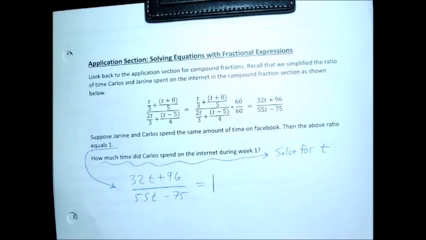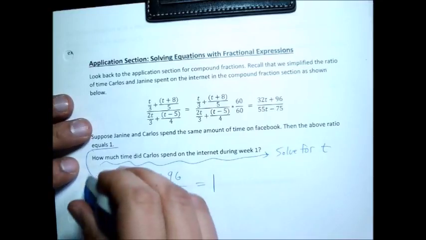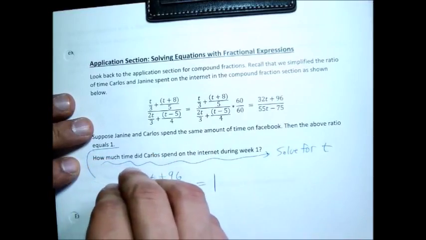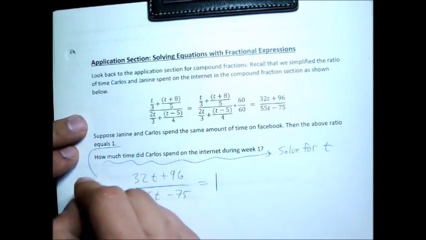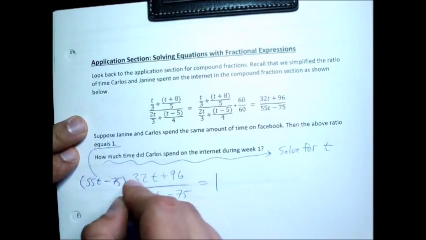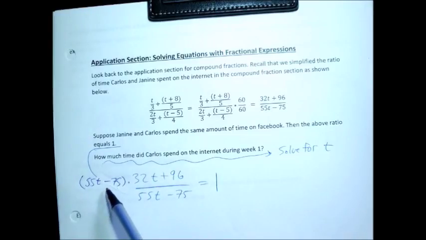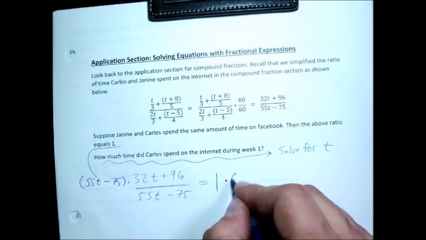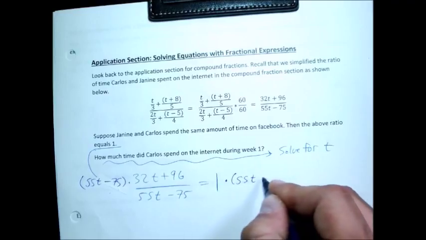We want to get rid of denominators, so we multiply 55t minus 7 on both sides. If we want to get rid of the denominator, we multiply by the denominator, so that it'll cancel on the left, right? So if we take this equation and multiply it by the denominator, it'll cancel out. But if we do that on the left, we've got to do it on the right. Whatever you do to one side of the equation, you've got to do to the other. So don't forget about that.